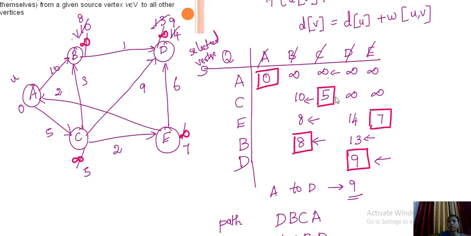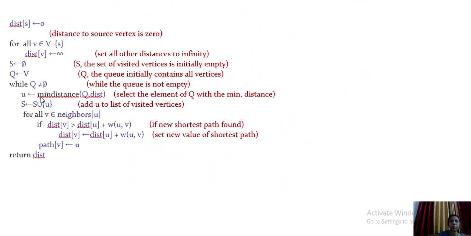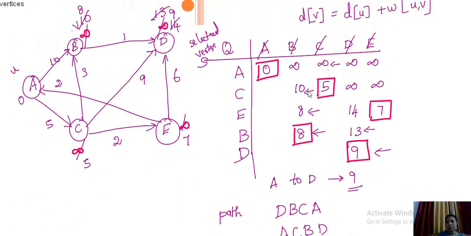In the next time, who has the minimum distance 5, that is the C vertex. So that is assigned to the array S. Next time, who has the shortest distance 7? So that is the E vertex. So E is assigned to S. So that is what is done here. So we want to find who is having the minimum distance, that is U, and that U is assigned in the selected vertex array S.